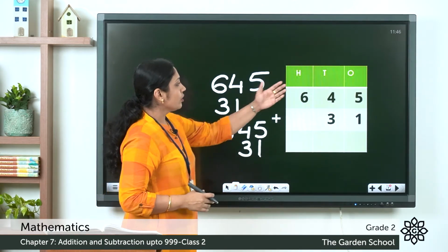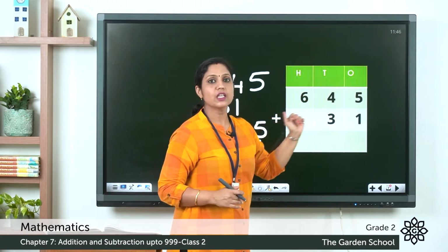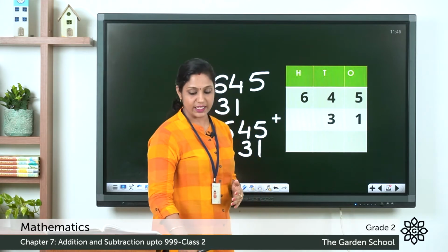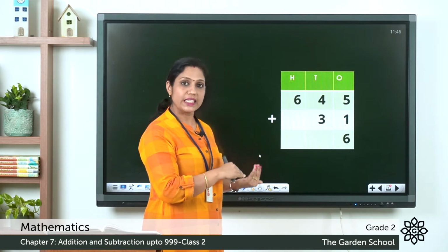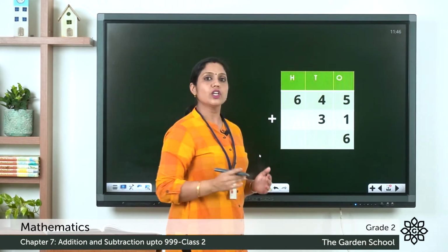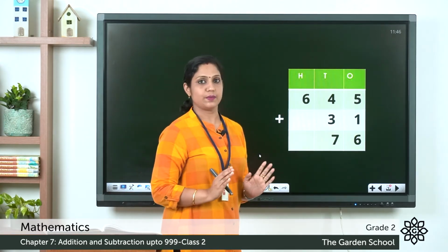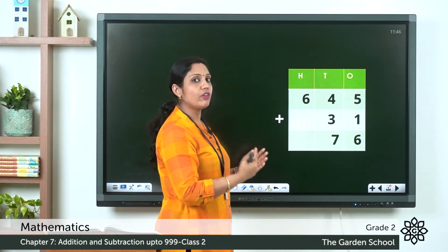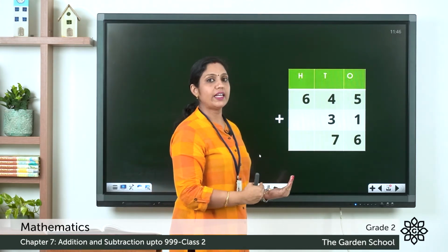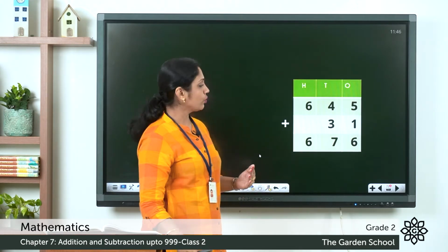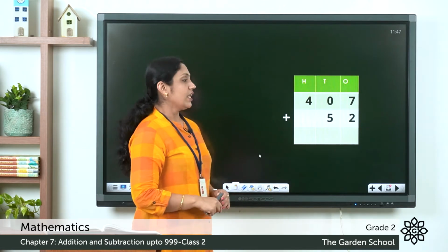So we'll add. The numbers in the ones position are 5 plus 1. How much is 5 plus 1? It is 6. So write that in the ones position. Now we'll move on to the tens place. 4 plus 3. How much is 4 plus 3? It is 7. Write that under the tens place. Then we'll move on to the hundreds place. We have only one number in the hundreds place, that 6. We can write it there in the place of our answer. So we got the answer 676.